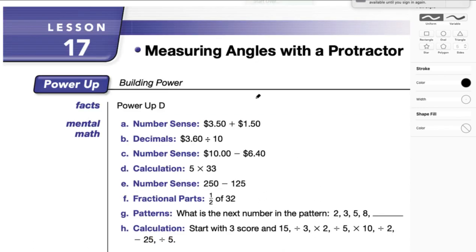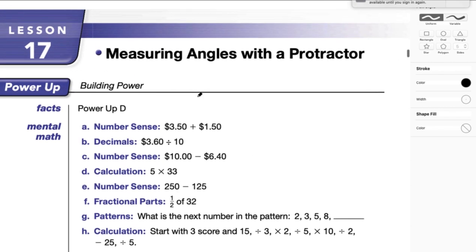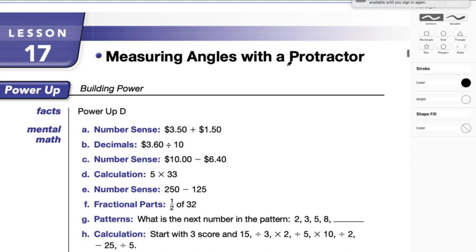Here we are at Saxon Math Course 2. We're going to be talking about Lesson 17, which is measuring angles with a protractor. So it would be good to have a protractor, but we'll see what we can do in the video to kind of simulate having a protractor.